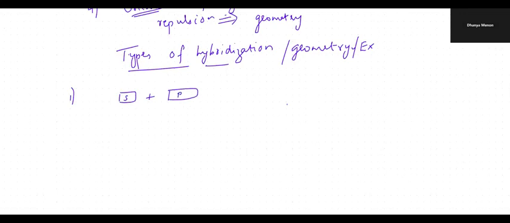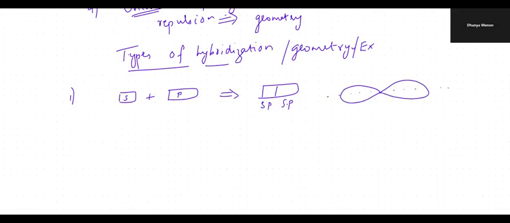When 1s and 1p mix together, we will get 2 hybrid orbitals, each with sp hybridization. Okay, 1s and 1p, sp hybridization, and the shape is linear. As you can see, I've not shown the smaller loop. I'm just showing it like this. And the bond angle is 180 degree.